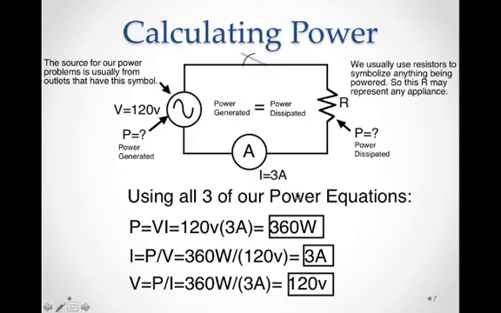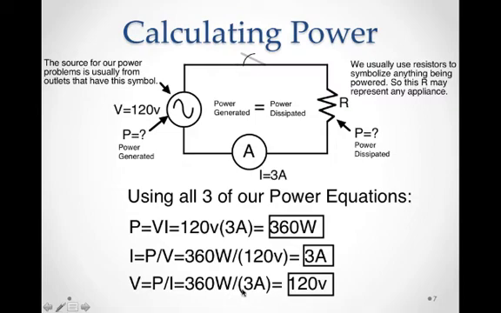Now that we know that, we can work with the other equations to find out really stuff we already know here. If I knew the power and I knew the voltage, I could find the current, because I is P over V. 360 watts divided by 120 volts gives us back our 3 amperes that we already knew. And finally, voltage is equal to the power divided by the current.